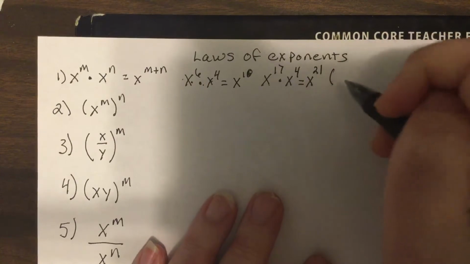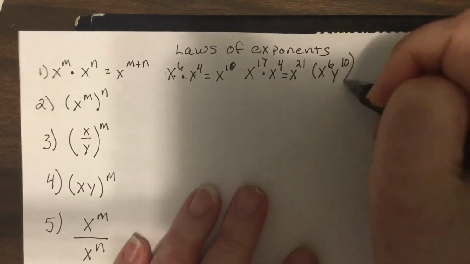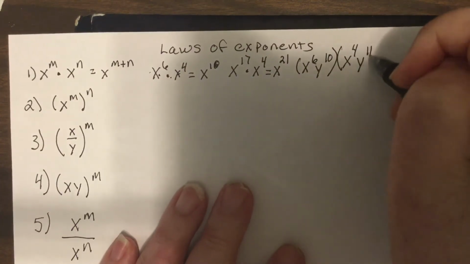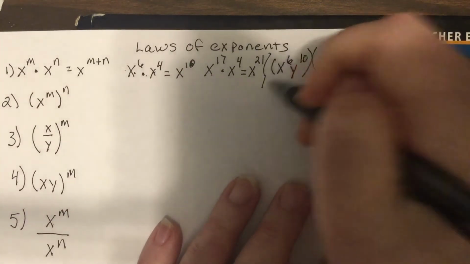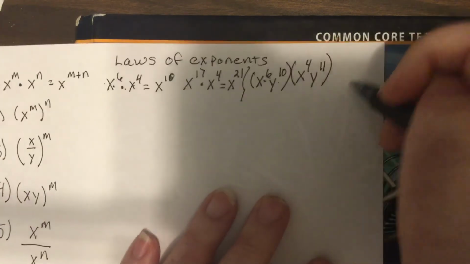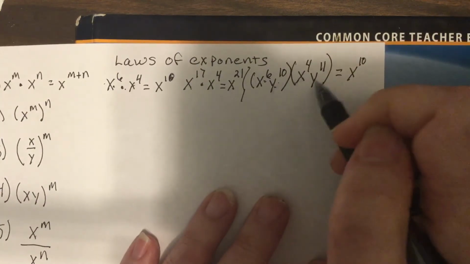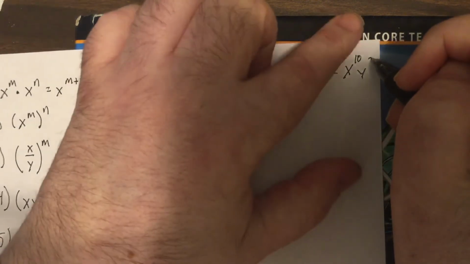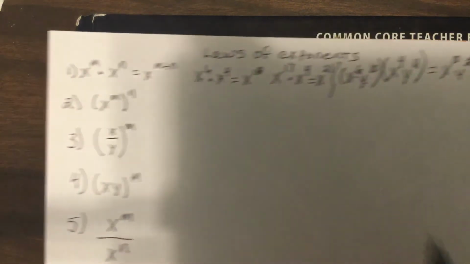So if I said x to the 6th, y to the 10th, and I want to multiply that to x to the 4th times y to the 11th, you're multiplying. That's what it means when you have two parentheses next to each other. So that would be x to the 6th times x to the 4th is x to the 10th. And y to the 10th times y to the 11th would be y to the 21st. And that's my answer. That's a monomial.